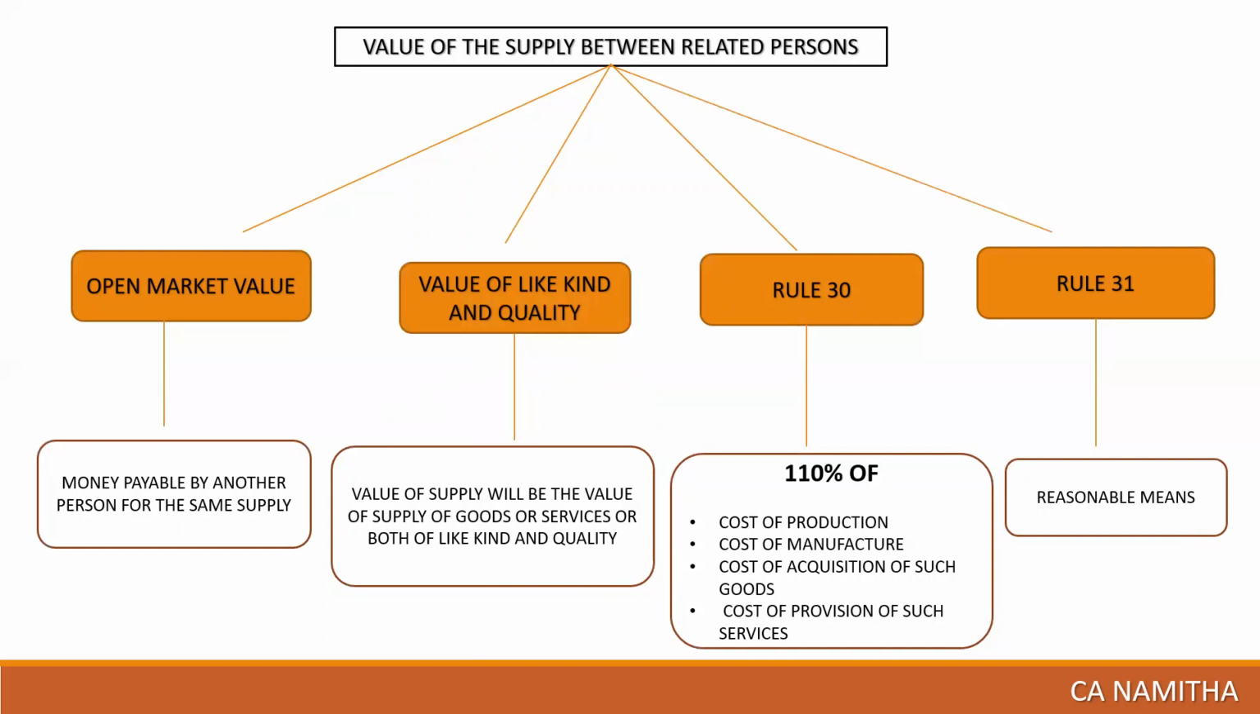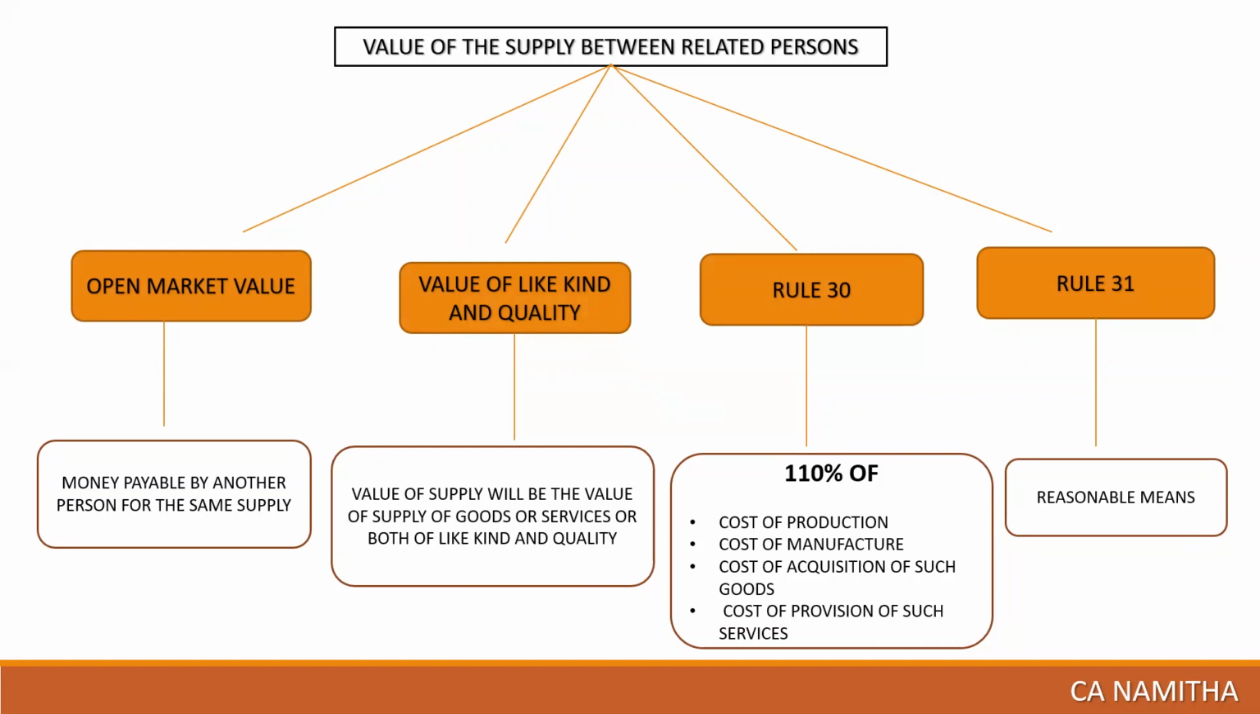Now, what is open market value? Open market value is nothing but money payable by another person for the same supply. And if open market value is not available, then value of supply will be value of supply of goods or services or both of like kind and like quality. If any of these two are not available, then we will have to refer to Rule 30.